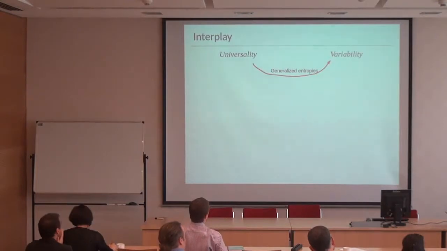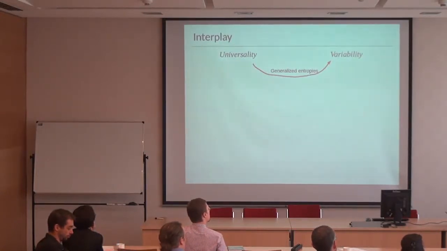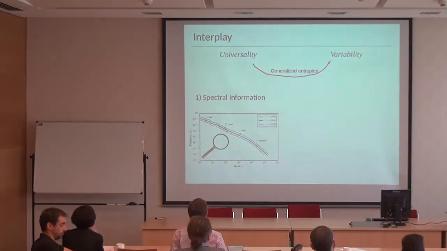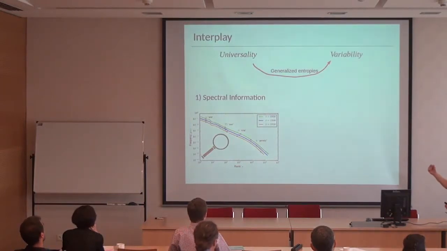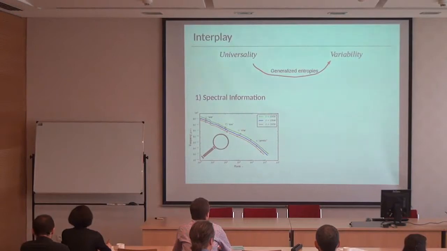And we can actually really see how these universal aspects, especially Zipf's law, affect what we measure in variability. After explaining these concepts of entropies and generalized entropies, I'll focus on two main aspects. One is what I call spectral information, which you can think of as generalized entropies allowing you to zoom into different regions of your scale-free distribution and magnify different aspects, either high-frequency words or low-frequency words. But I will go into detail. This is just an outline.